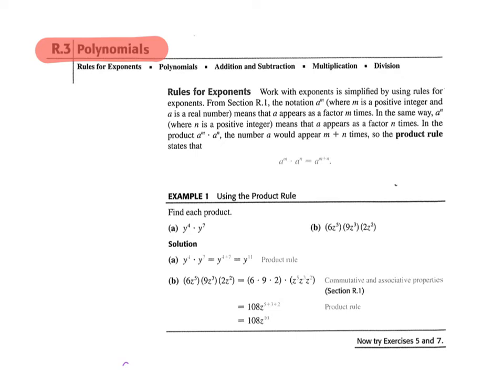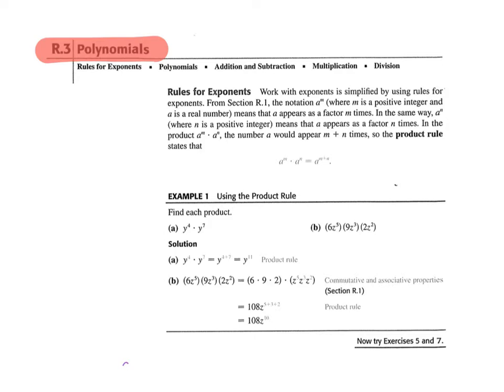This video is going to cover review section 3, which is polynomials. So there's actually a lot of stuff in this section. There's multiplying polynomials with exponents, there's adding, subtracting, multiplying polynomials by foiling, and then it ends with division of polynomials.